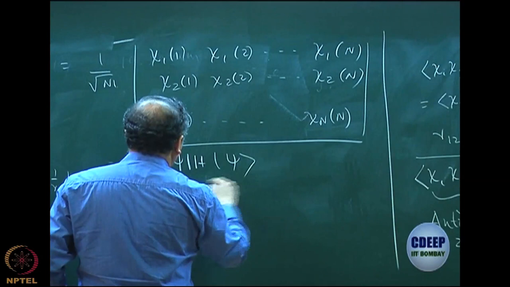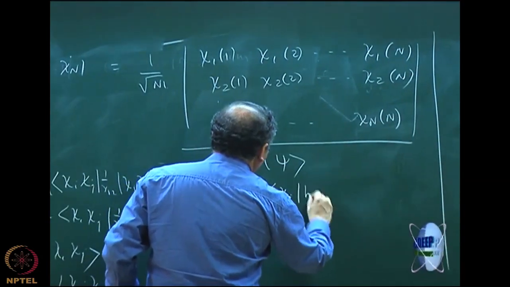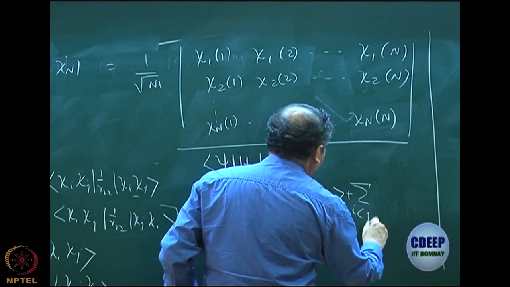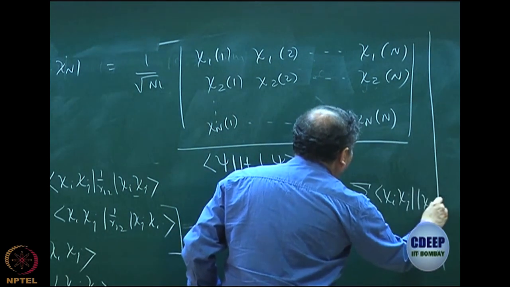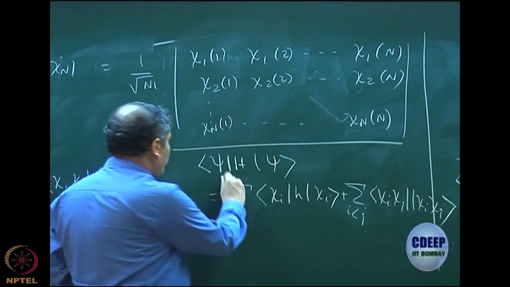So, the same form one can now write, this psi H psi, in a more simple form as sum over i of chi i h chi i, plus the sum over i less than j of chi i chi j anti-symmetrized chi i chi j. That is it. So, in a more simple form.